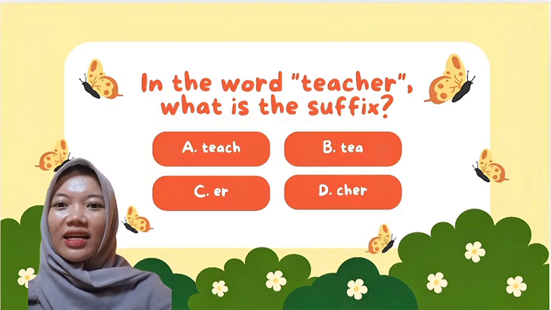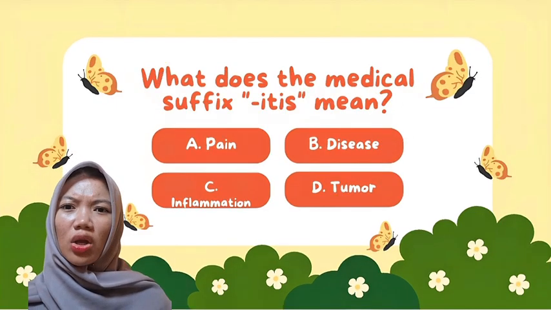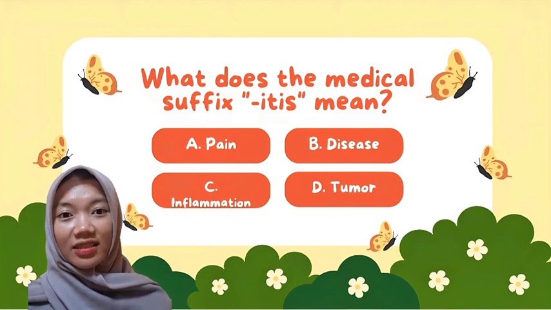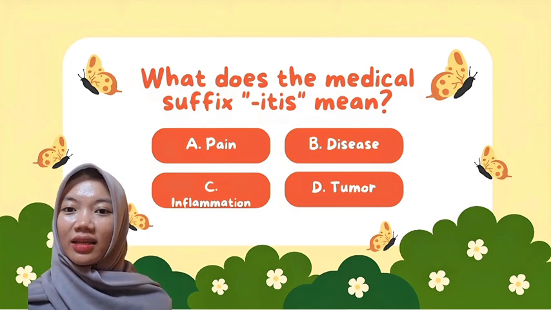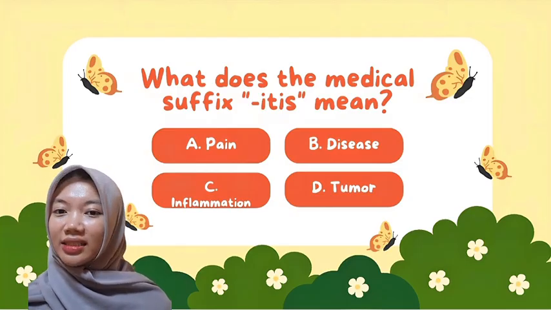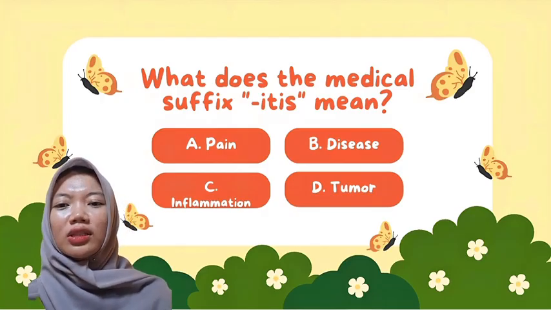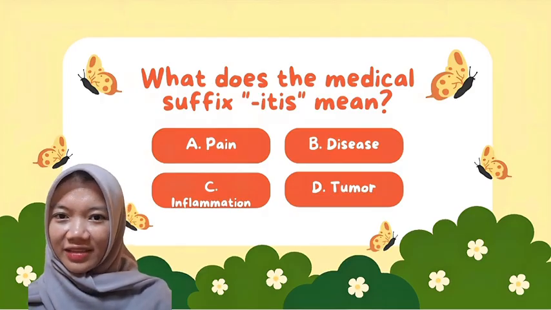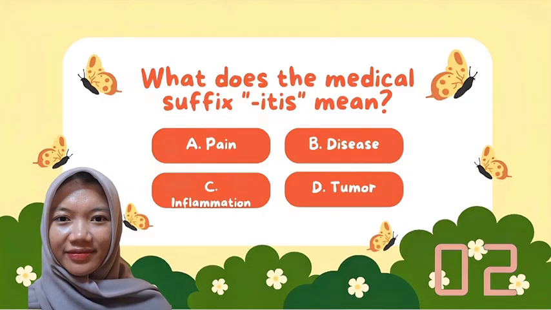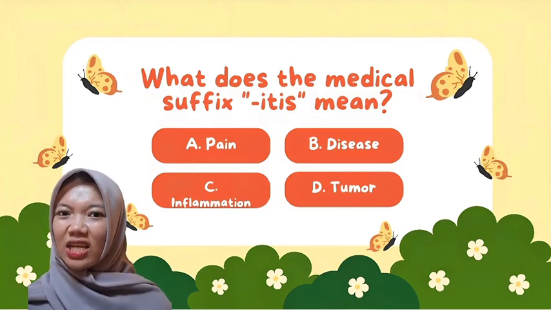And then, let's look at question number 6. What does the medical suffix itis mean? A. Pain, B. Disease, C. Inflammation, or D. Tumor. So I will give you 5 seconds. The correct answer is C, inflammation.